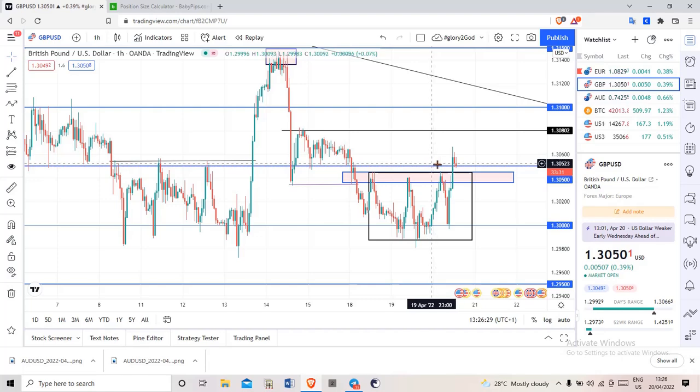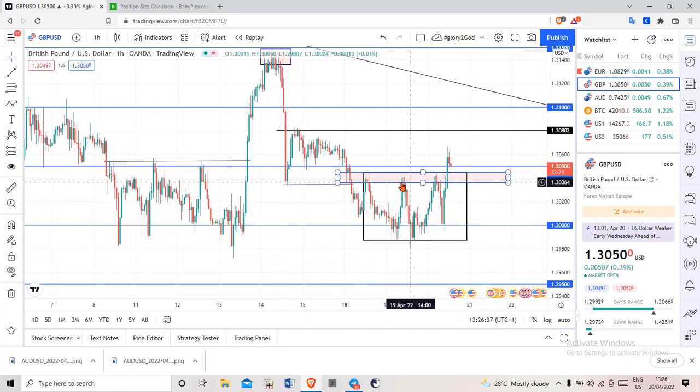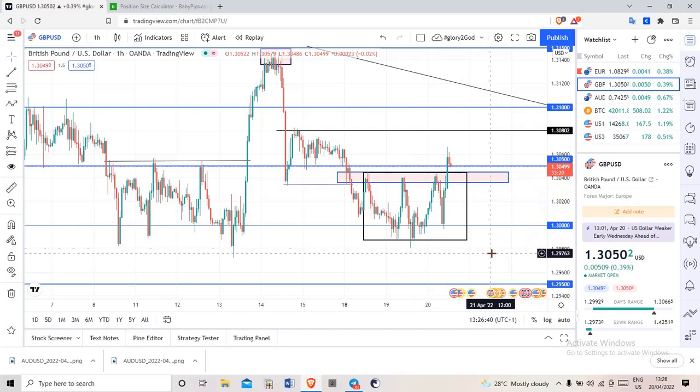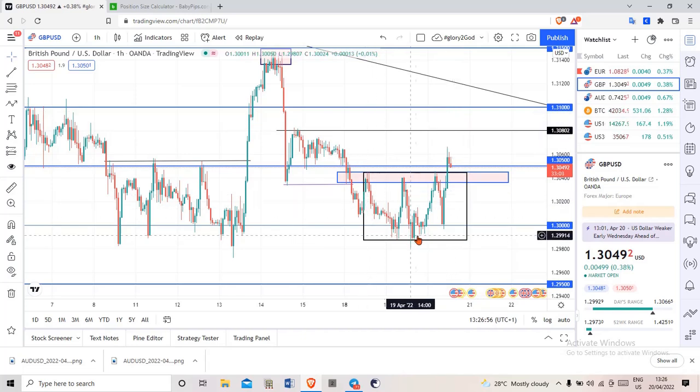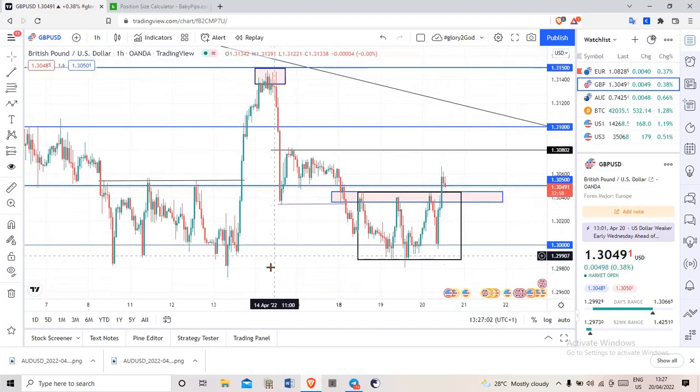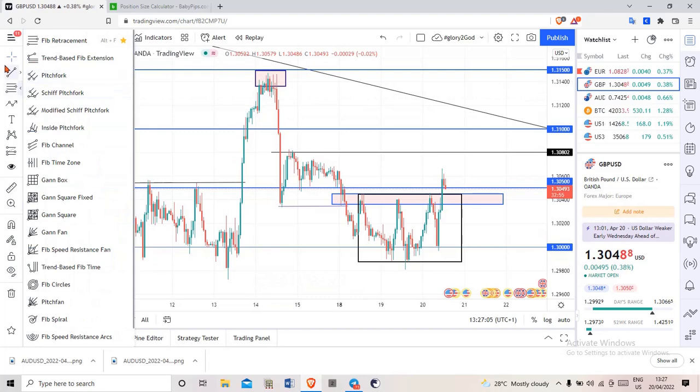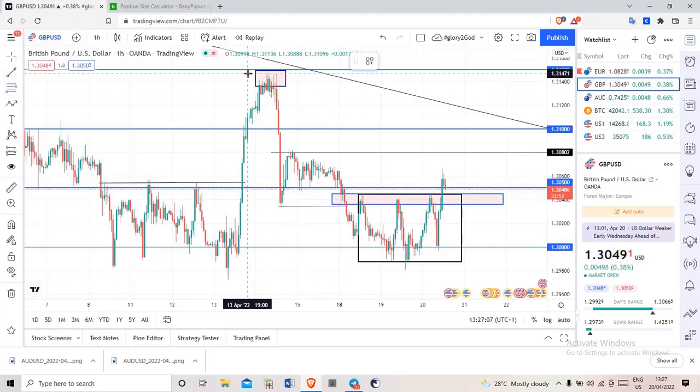And if you look here too, there's a psychological level. For me, this psychological level can be very useless if I have nothing to confluence it with. Looking at this, the psychological level got broken to the upside, and now it's being retested, which also points to me that price may want to go up, given that the psychological level got broken, not rejected, but broken. So that is it.